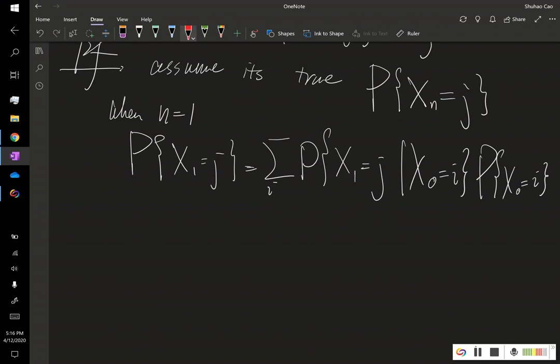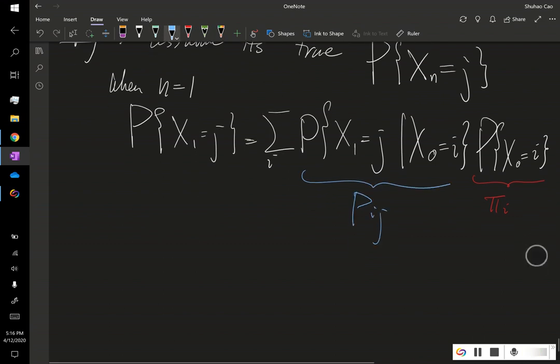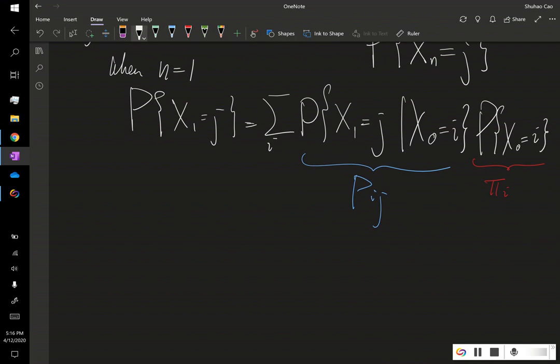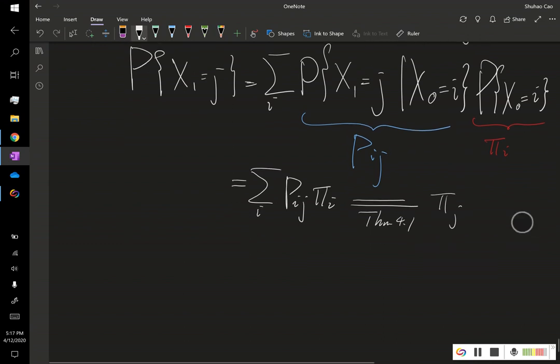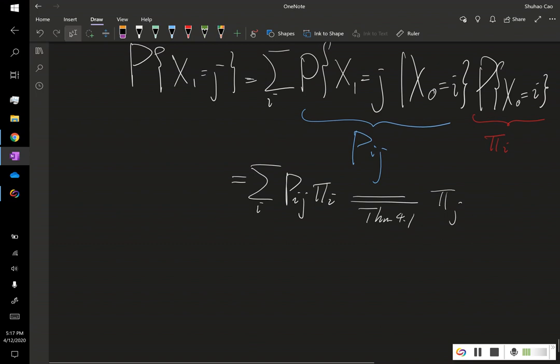Because we have our assumption, this is pi sub i, and this is the transition probability from i to j. This is nothing but the sum over i of P_ij times pi_i. By theorem 4.1, this is nothing but pi j. As we can see, the probability distribution won't change when we proceed.